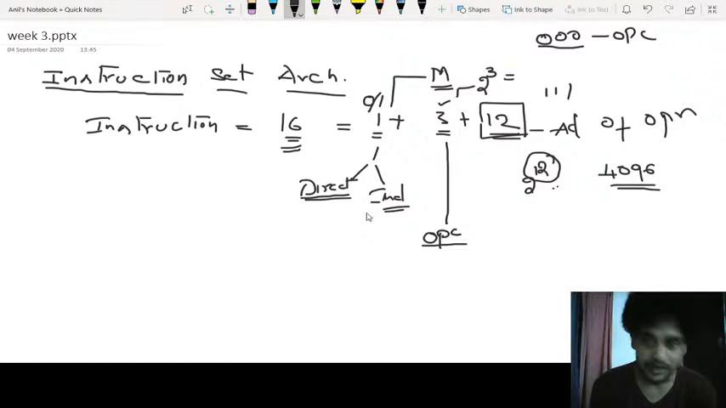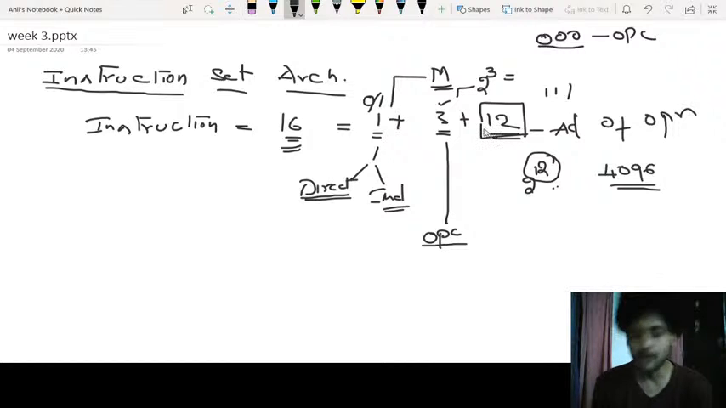Am I right or wrong? Right? If the main memory size is equal to 4K, then the address part will be equal to 12 digits, which means that the address of the operand will take 12 digits. Altogether, I do have 16 digits here. 1 is for the mode, 3 bits are for the opcode, and 12 digits are for the address of the operand.